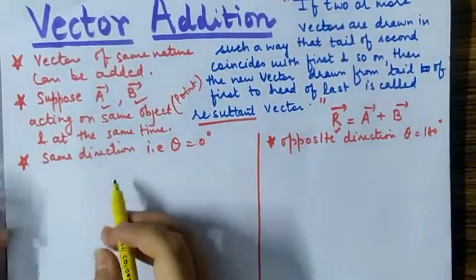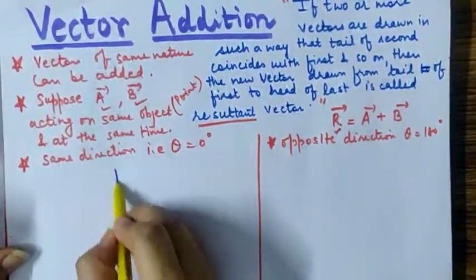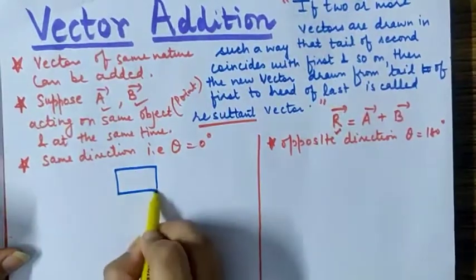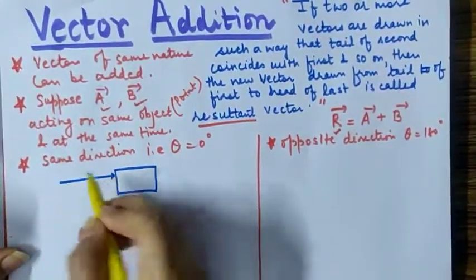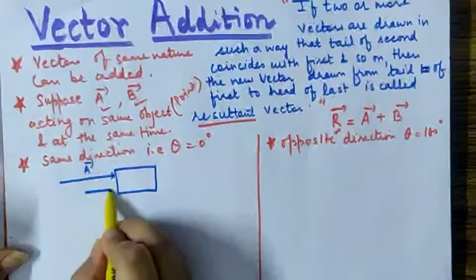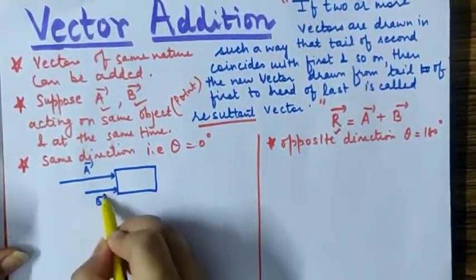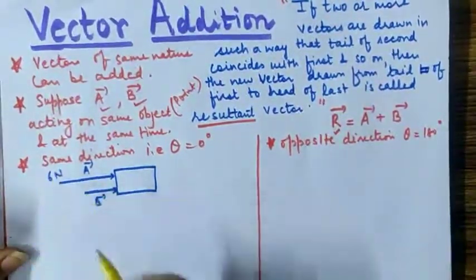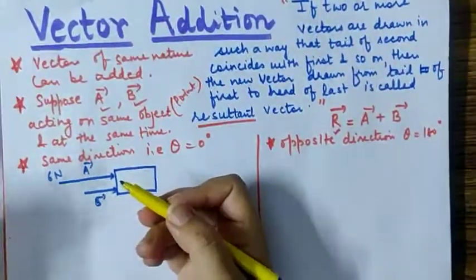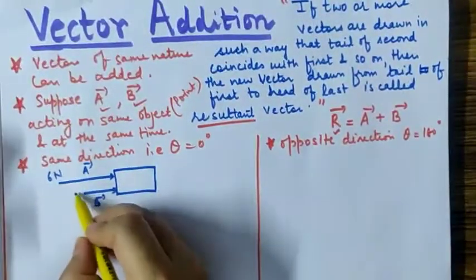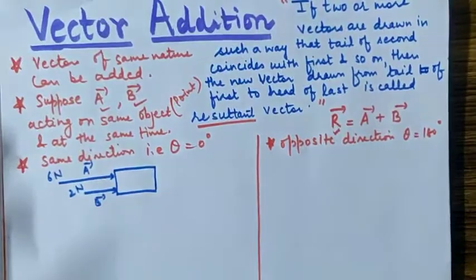So first of all, coming to this, suppose a body is placed here, and on this body a vector A is acting, and another vector B is acting. Suppose A vector is 6 Newton, the direction is shown in the diagram so I will not write the direction, and B vector is 2 Newton.